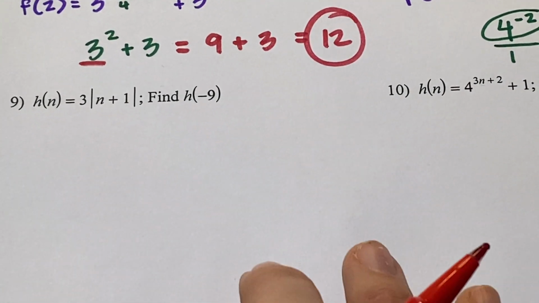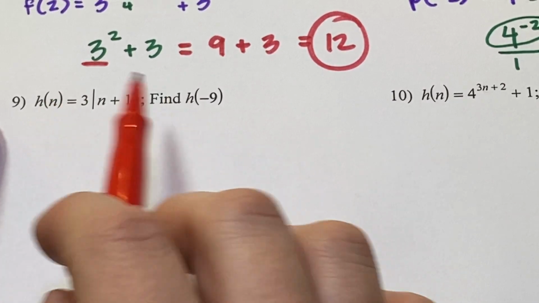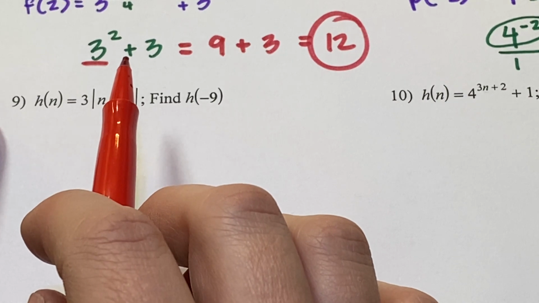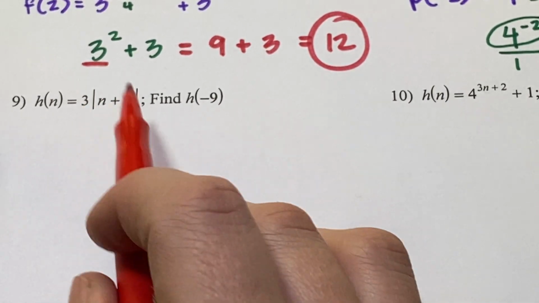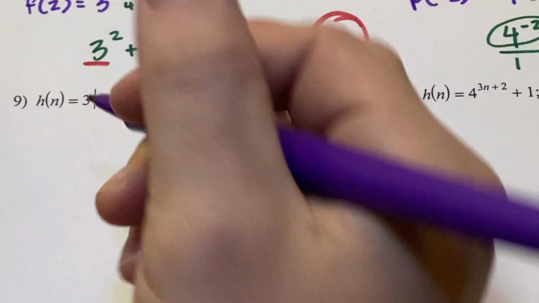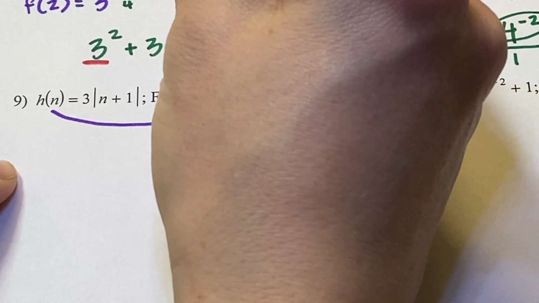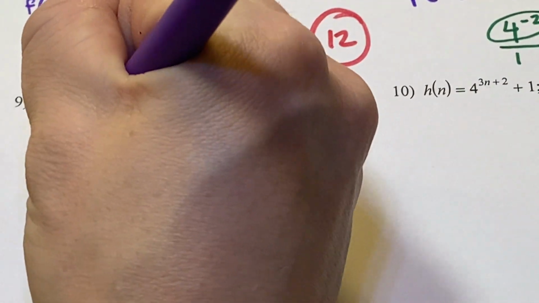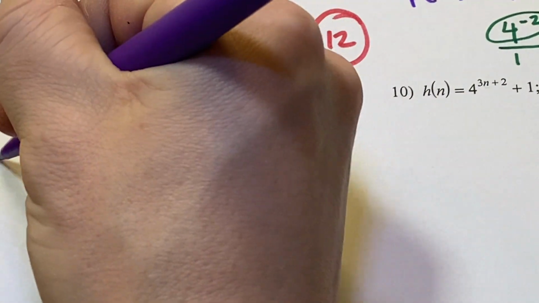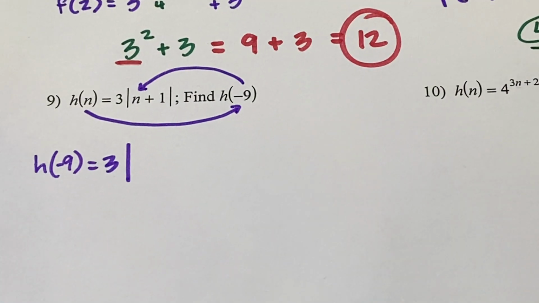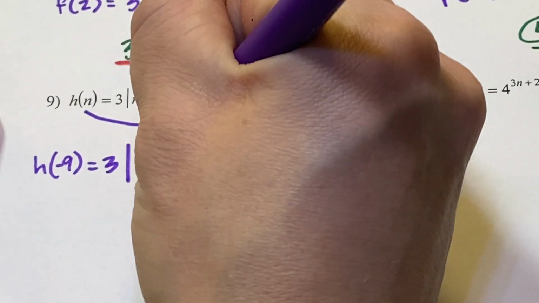Number 9. Ooh, what do these bars mean, first of all? Oh, wait, complete value. No, it's not complete value. Absolute value. Nice. It means whatever you find in here, it's going to turn out to be positive, right? Okay, so not too bad. We have h of n. What am I replacing my n with? Negative 9. Oh yeah. We're going to take that negative 9 and plug it into my n spot. So this time I have 3 times the absolute value. I'm going to write h of negative 9 equals 3 times the absolute value of negative 9 plus 1.